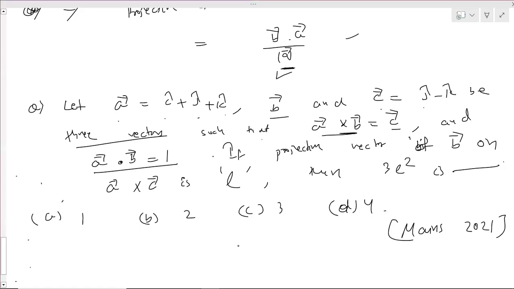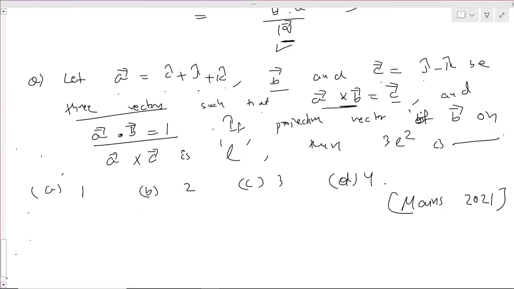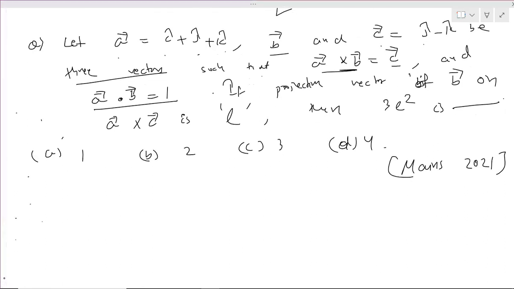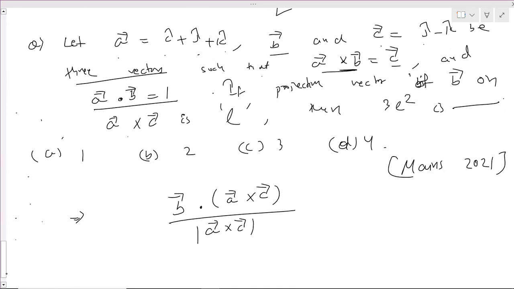Solve it, anyone? See, what they are asking is the projection vector of B on this. So what will we write? B dot A cross C divided by mod of A cross C equals to L, right?